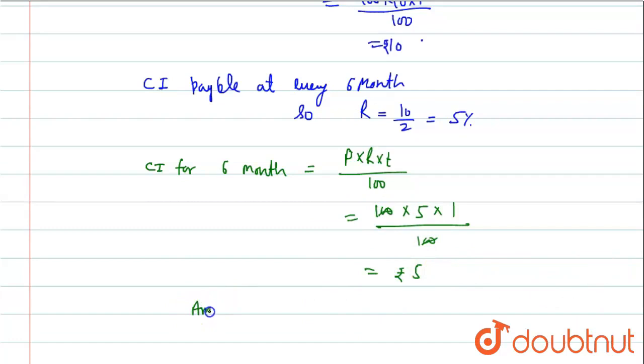Now the amount after 6 months will be equal to 100. In compound interest, we add the interest to the amount every year or every half year. So this will be equal to 105.